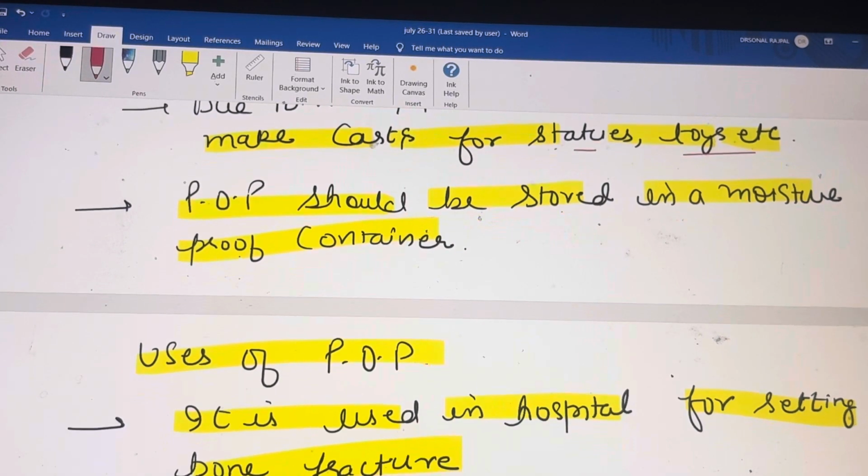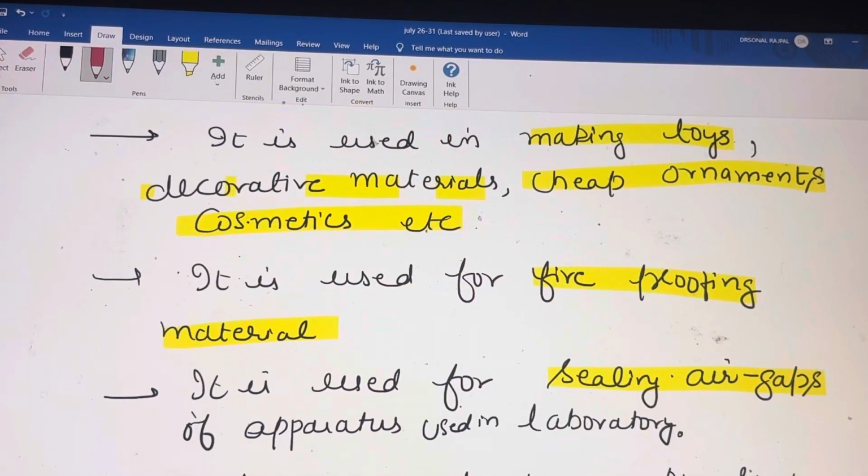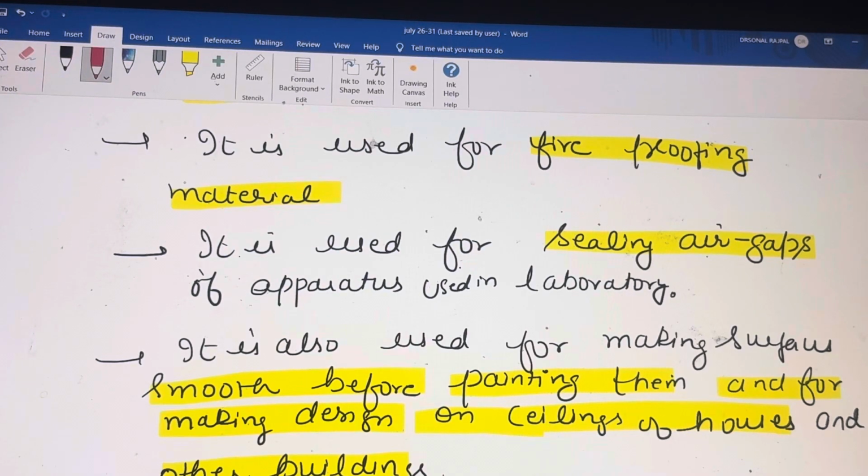What are the uses of this POP? This POP is used in hospitals for setting bone fractures, and it is also used in making toys, decorative materials, cheap ornaments, and cosmetics. This POP is also used as a fireproofing material. It is also used for sealing air gaps of apparatus used in the laboratory. It is also used for making surfaces smooth before painting them, and for making designs on the ceiling of houses and other buildings.